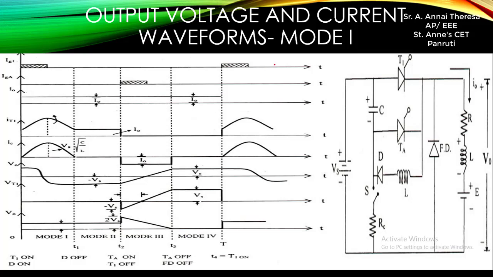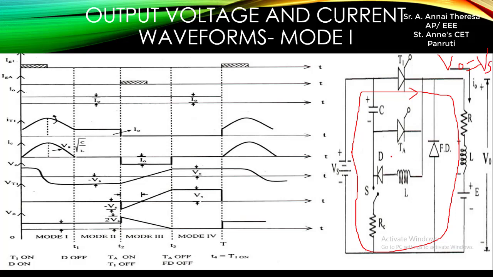We can see the first mode. In this first mode, at time t equal to 0, the thyristor T1 is on. So the load is connected like this: from the source, through this thyristor and the load. This is the output current. Now the voltage V0 is equal to Vs. The output voltage will be equal to the supply voltage.